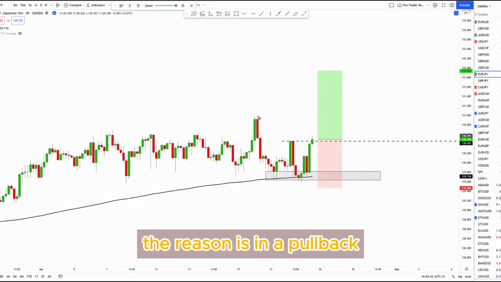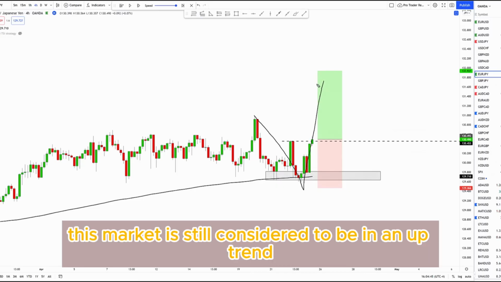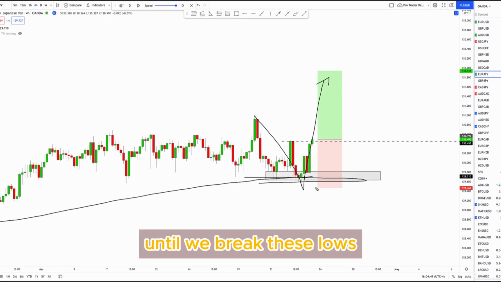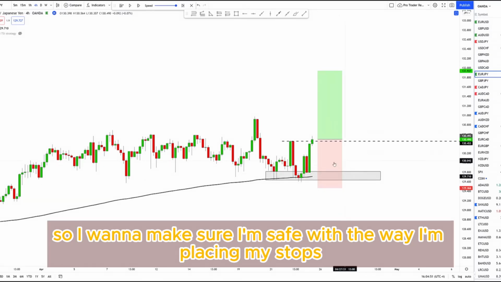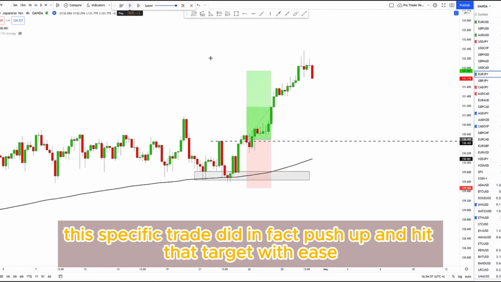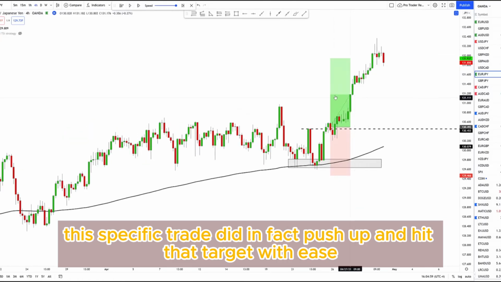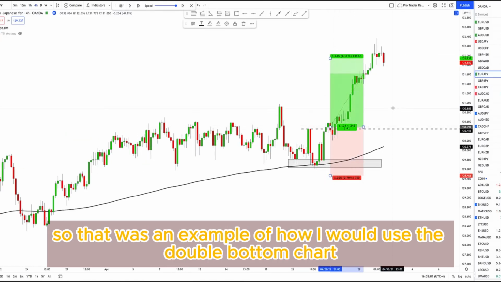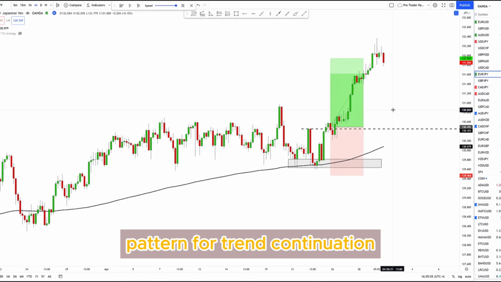The reason is, in a pullback, this market is still considered to be in an uptrend until we break these lows. So, I want to make sure I'm safe with the way I'm placing my stops and targets, and then if I hit play, this specific trade did in fact push up and hit that target with ease. So, that was an example of how I would use the double bottom chart pattern for trend continuation.